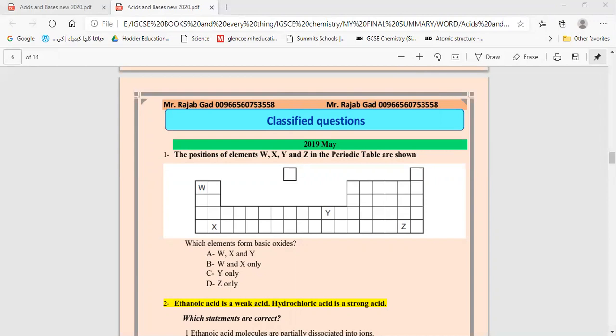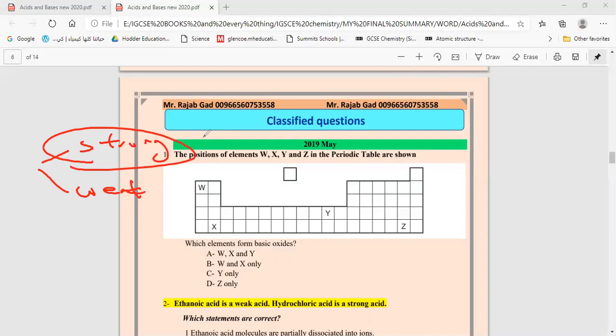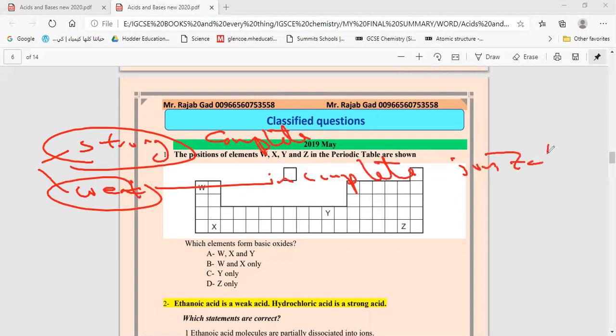We classify acids into two kinds. Number one, strong acid, and number two, weak acid. Strong acid means the acid ionizes completely, complete ionization, while weak acid has incomplete ionization. Then we studied the bases. Bases are chemical compounds that release hydroxide ions in water, or they are proton acceptors.